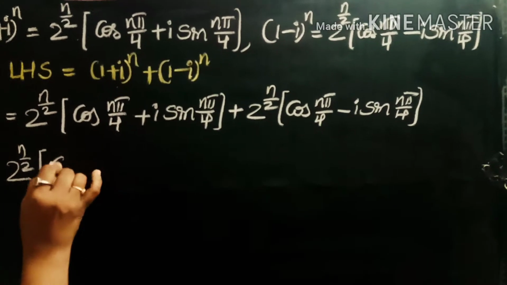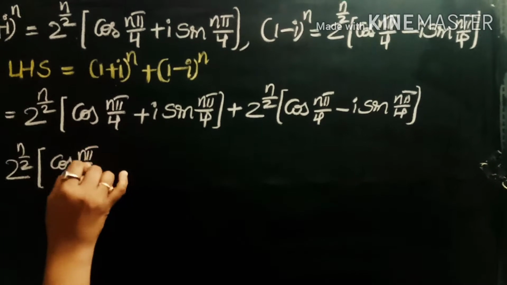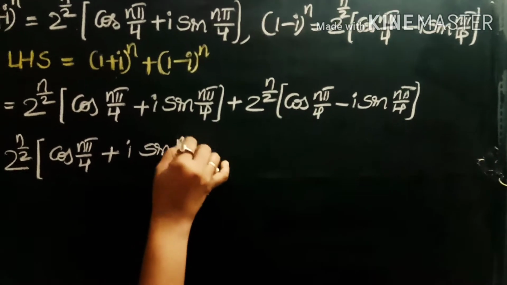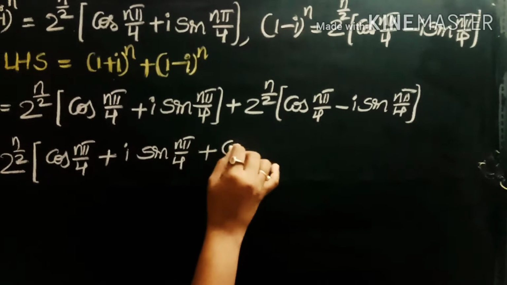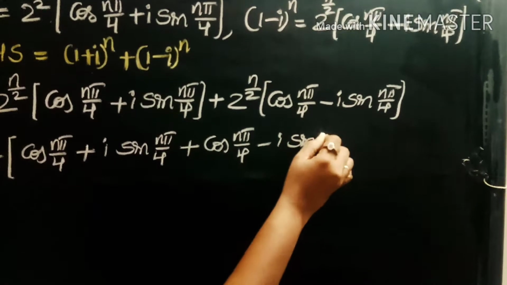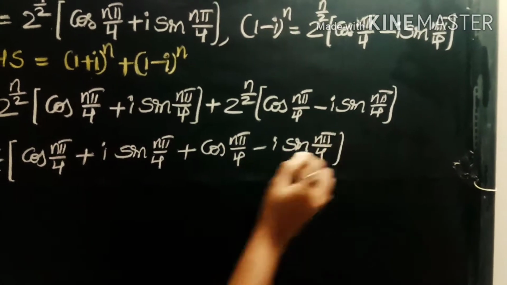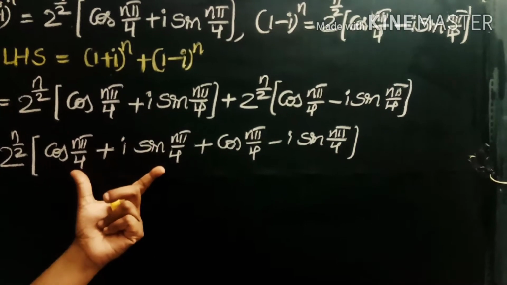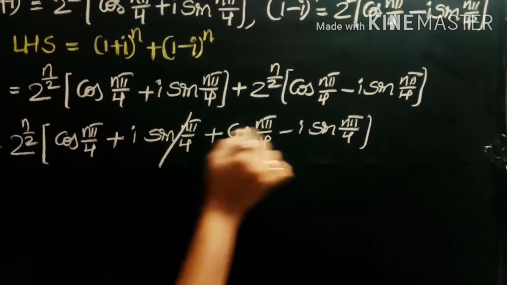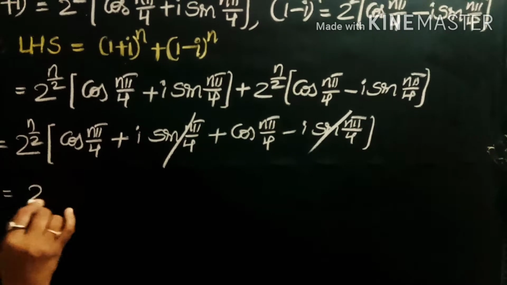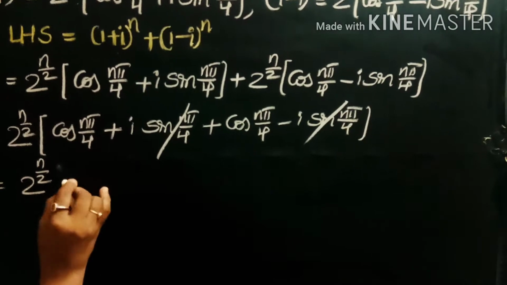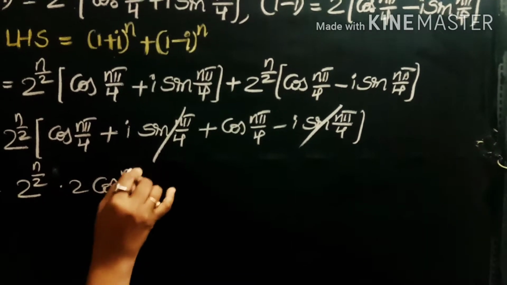Now 2^(n/2) into, writing the remaining terms, cos nπ/4 + i sin nπ/4 plus cos nπ/4 − i sin nπ/4. So here the remaining term is cos nπ/4 + i sin nπ/4, and here the remaining term is cos nπ/4 − i sin nπ/4. Now these two terms get cancelled. Now this equals 2^(n/2) into cos nπ/4 + cos nπ/4, that is 2 cos nπ/4.